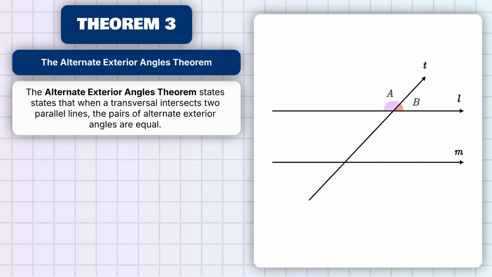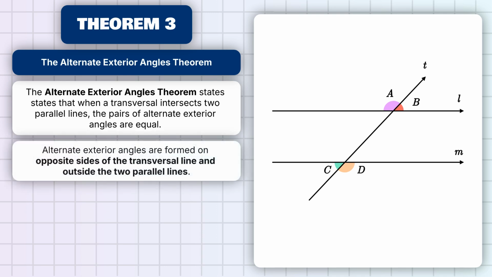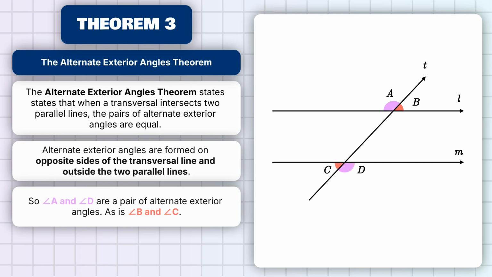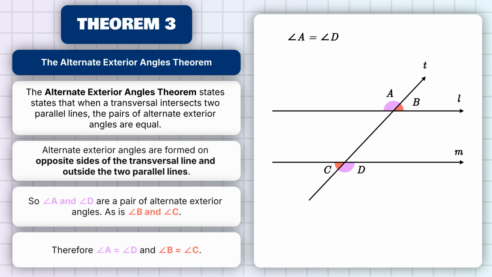This time let's label the angles on the top half of L as A and B. Let's also label the angles on the bottom half of M as C and D. Alternate exterior angles are formed on opposite sides of the transversal line and outside the two parallel lines. With this in mind, we can label the angle pairs AD and BC as alternate exterior angles. The alternate exterior angle theorem tells us these angle pairs are equal, so angle A equals angle D and angle B equals angle C.